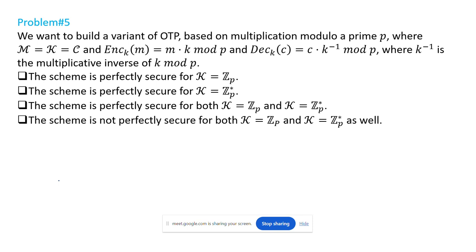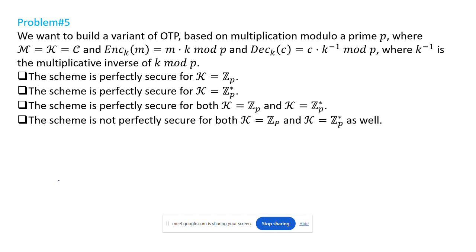Encryption is defined in this manner: encryption on some message m with respect to key k is m multiplied with k modulo p. Remember, p is prime. And decryption on ciphertext c with respect to key k is c times k inverse mod p, where k inverse is the multiplicative inverse of k mod p. Now you have to say whether the scheme is perfectly secure, and if it is, what key space you are assuming.